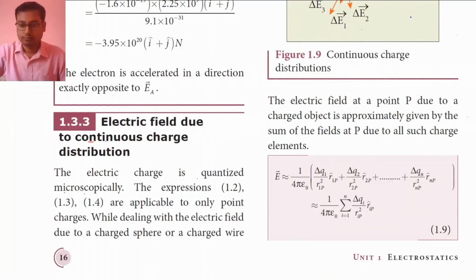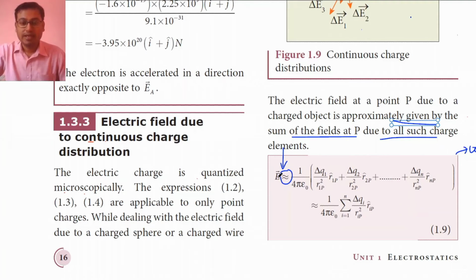So electric field at point P, as we have seen in the previous figure, due to the charged object is approximately given by the sum of the electric fields at P due to all such charge elements. That is, see, it is approximately, not the overall. Using this visualization, we can get an answer which is very near to the correct value.